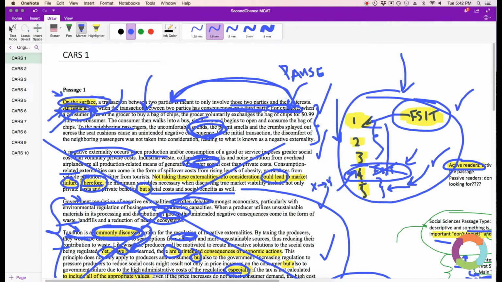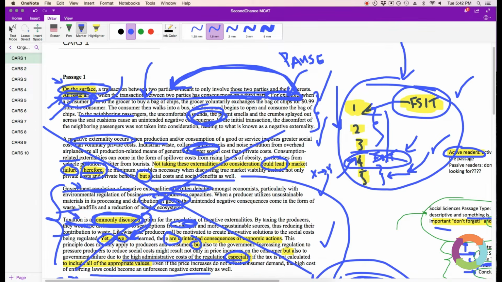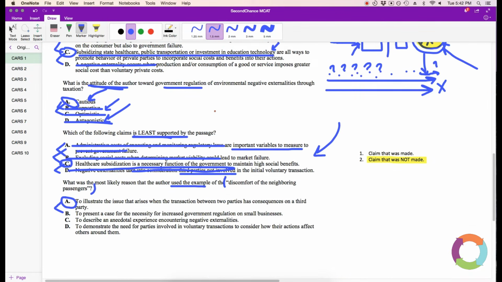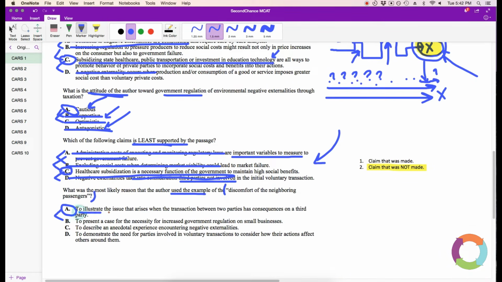So the reason why the author used this example is almost always to support whatever claim is made here. So that's the answer, that the author uses this example to support whatever claim is made just before it. So you have to find exactly that. So this says to illustrate the issue that arises when transaction between 2 parties has consequences on a third party. That's exactly why the author uses this thing.